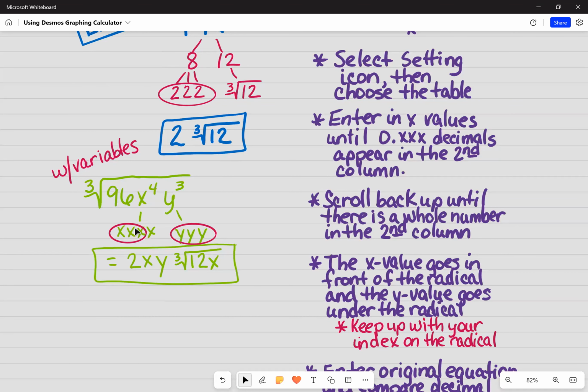Or you can manually just count them, and then however many groups that you have, that's your exponent once you pull it out. If it's not in a group, that means it has to remain under the radical, but the radical has to keep its index. So make sure you keep up with that index.